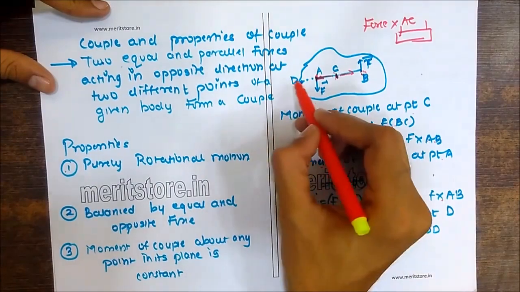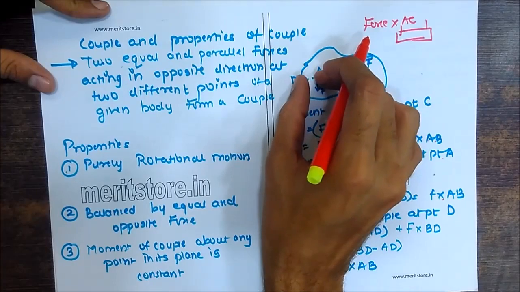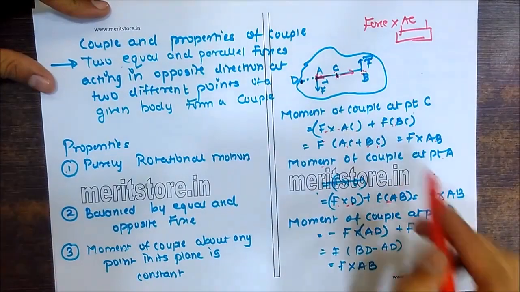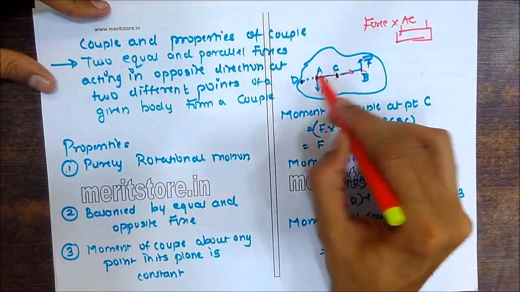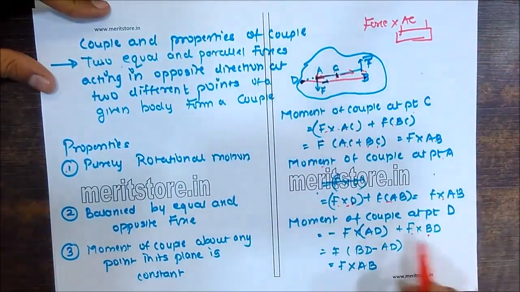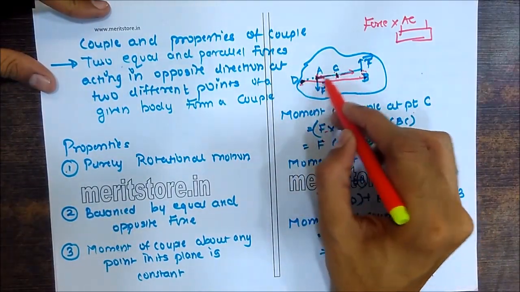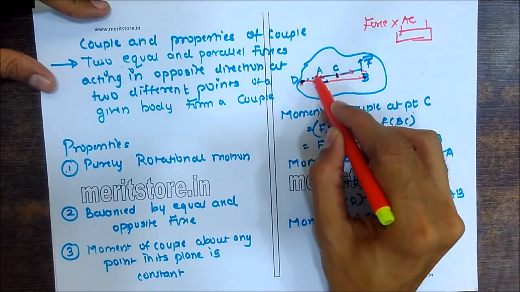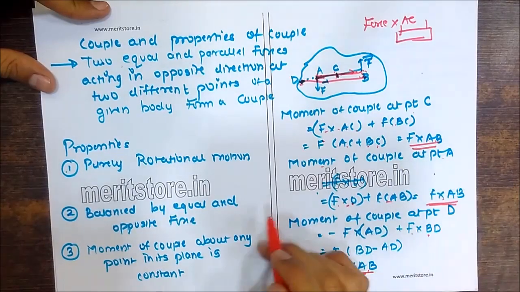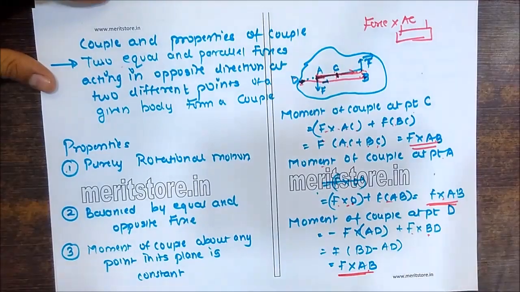Next, moment of couple at point D. Now at this point we have AD acting in the backward direction, so it is minus AD into F, and BD acting in the forward direction. So we have BD minus AD, which equals AB. So F cross AB, that is the moment of couple. The moment of a couple about any point is a constant.